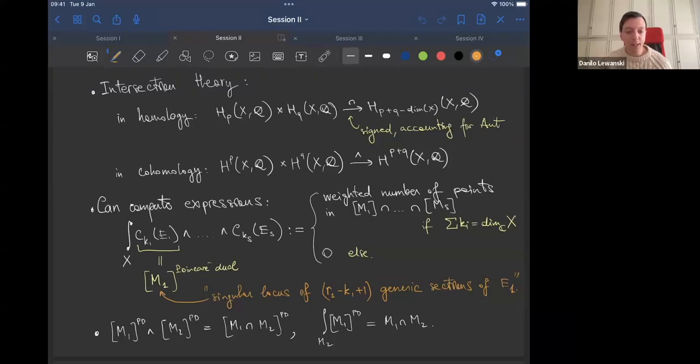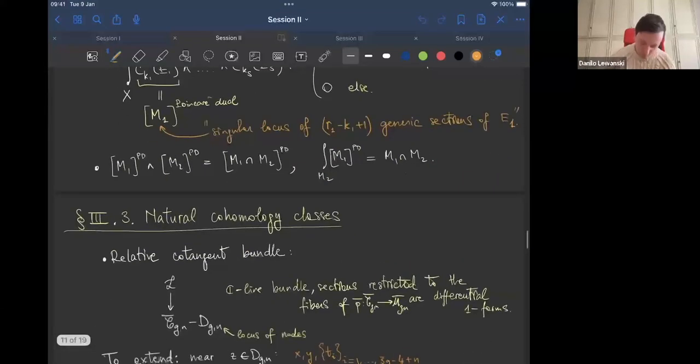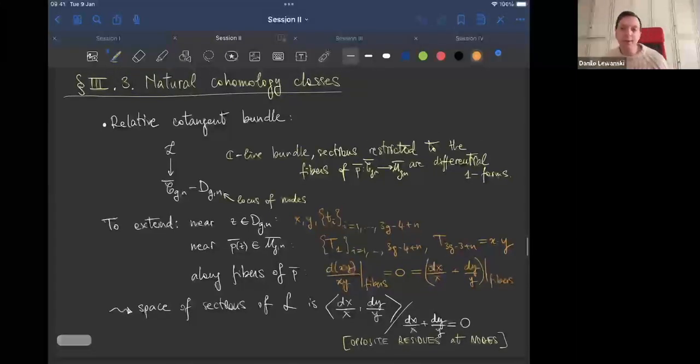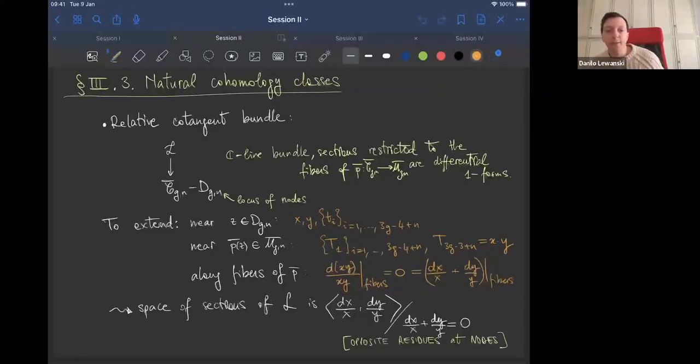And you have that the wedge of Poincare duals is just the intersection of the Poincare duals. So if you're integrating over some other space, it's just the intersection of the two spaces. Okay, so this was general, let's say, for some manifold, and also for some orbifold you just weight by the inverse of the group that is acting. But now let's apply this machinery to our case.